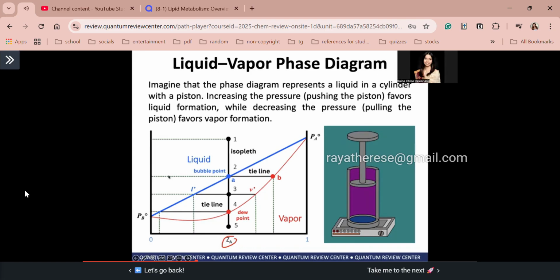Okay. Now guys, we have what we call here the bubble point, okay, and the dew point. Now these points are situated in various curves. So first, the blue curve here is what we call the liquidus curve. And this here, the red one, is your vaporous curve. Okay? So the vaporous curve touches the vapor region. The liquidus curve touches the liquid region.